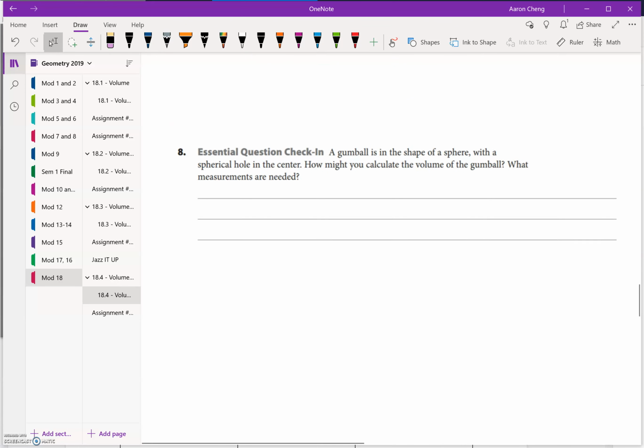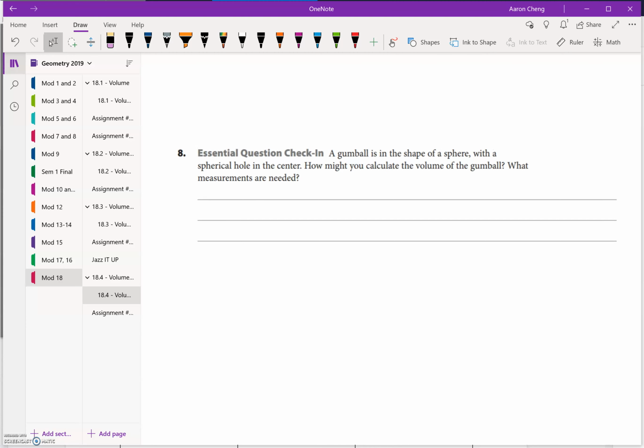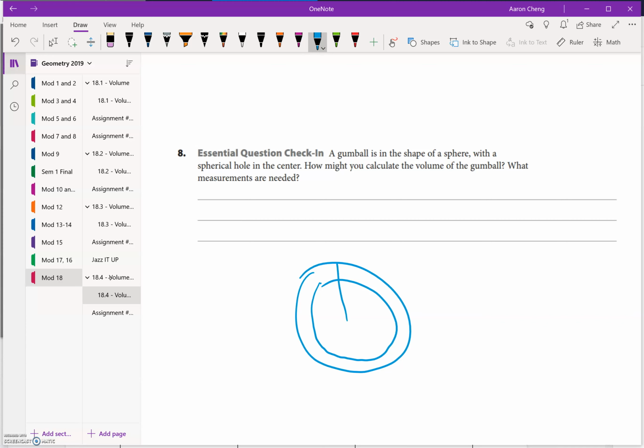This essential question is asking us: a gumball is in the shape of a sphere with a spherical hole in the center. How can we calculate the volume of the gumball? So basically, it is a sphere, but it's hollowed out. And so how could we figure that out? We would need to know the radius of the entire thing, and we'd need to know the radius of the inside part, and we'd do the entire volume minus the volume of the inside in order to figure out what the volume of the gumball part is.